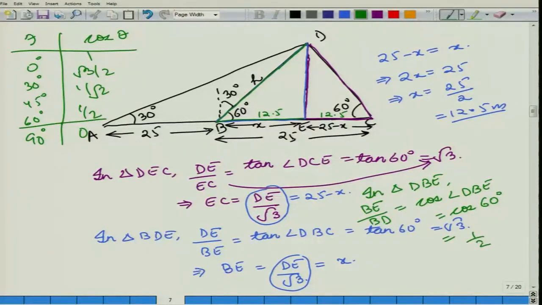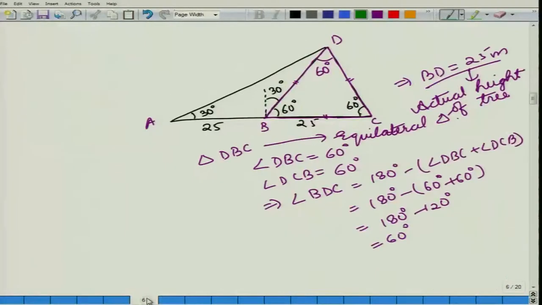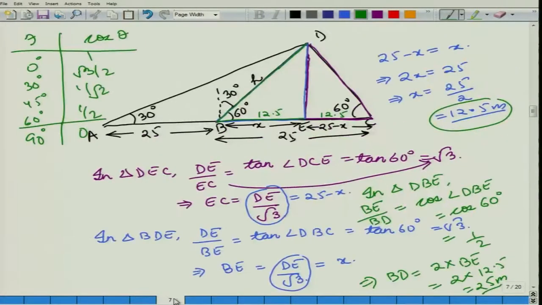So here we have BE upon BD is half. So we can calculate BD is equal to 2 into BE, which is 2 into X. X we figured out to be 12.5, so BD is 25 meters. So whether we used this equilateral triangle concept or calculated it through trigonometry, we got the same answer, that the height of the tree is 25 meters.